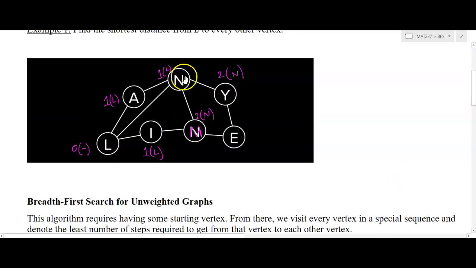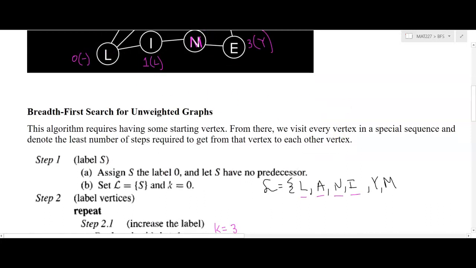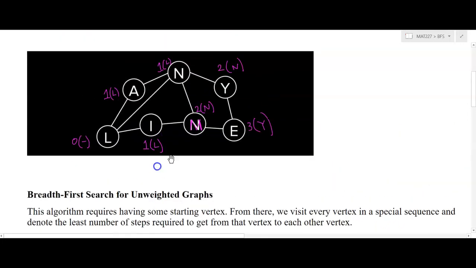So the neighbors of y, the only neighbor is e. And so since the current k value is 3, with the most recent predecessor y, I can now label that vertex and add e to the list. And I'm now done with vertex y. Vertex m, its only neighbor is e, but e has already been labeled.